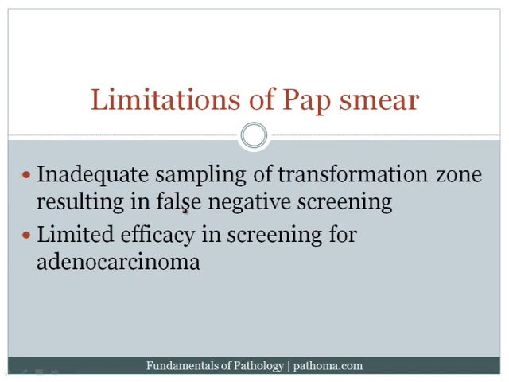Another limitation of the Pap smear is that it does not detect adenocarcinoma very, very well. Now remember that we have a dysplastic sequence where we had CIN1, CIN2, CIN3, carcinoma in situ, and then invasive squamous cell carcinoma, but that applied to squamous lesions. And adenocarcinoma, it's much more difficult to detect, and it doesn't go through that same sequence, obviously. And so there is a limited efficacy in screening for adenocarcinoma.